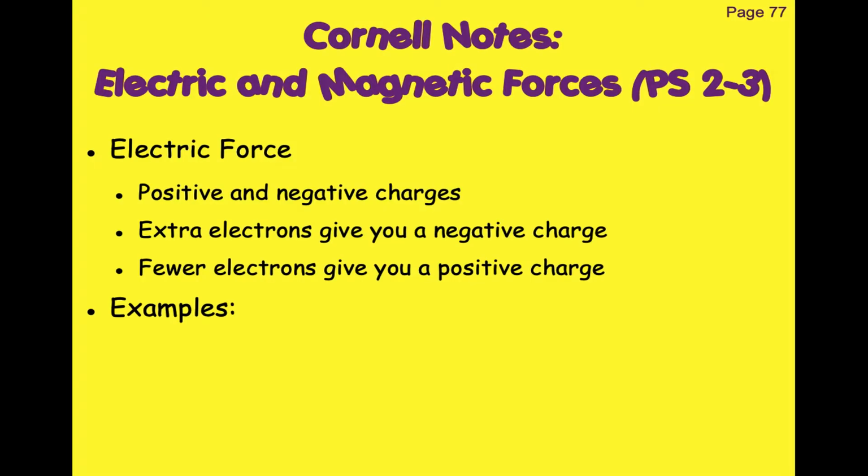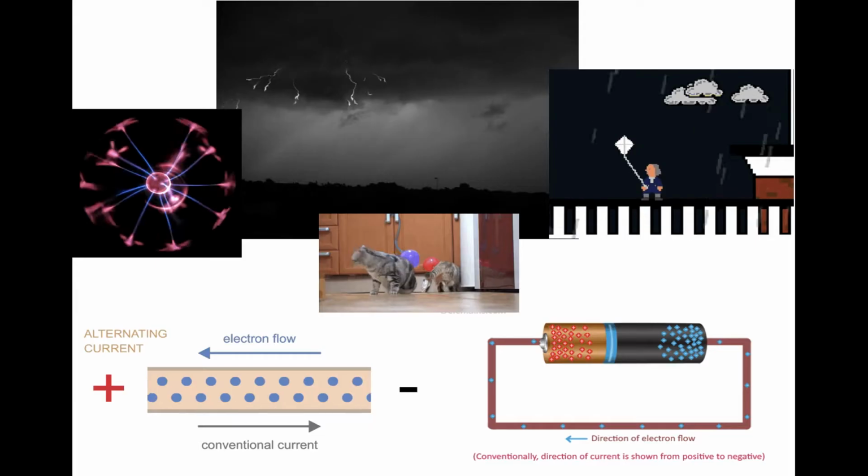So in your composition book on page 77, you're going to take notes on electric forces. So electric forces is all about positive and negative charges. And what allows something to have positive and negative charges is whether it has extra electrons or fewer electrons. Now normally an atom likes to stay neutral. It likes to hold on to its electrons. But if an atom gains electrons, then it's going to gain a negative charge. If an atom loses electrons, it becomes a positive charge, and that allows these electrons to move around and allows objects to have negative and positive charges.